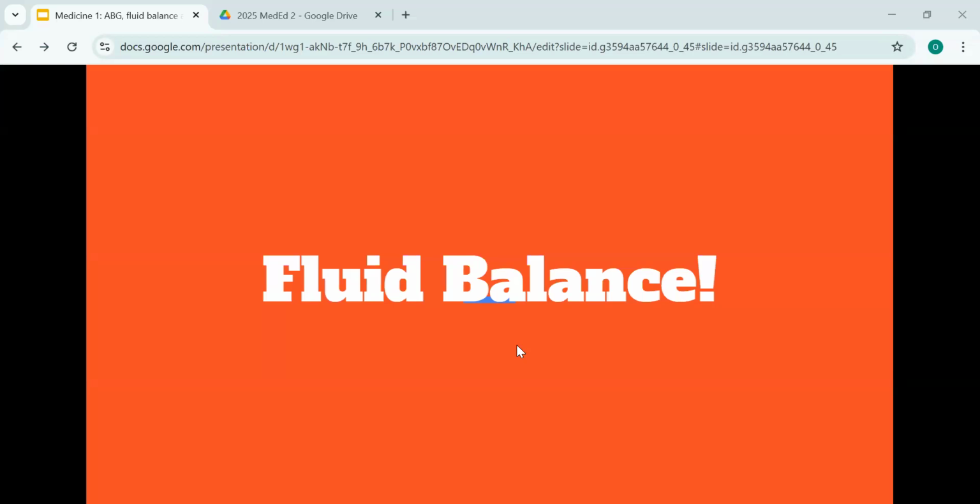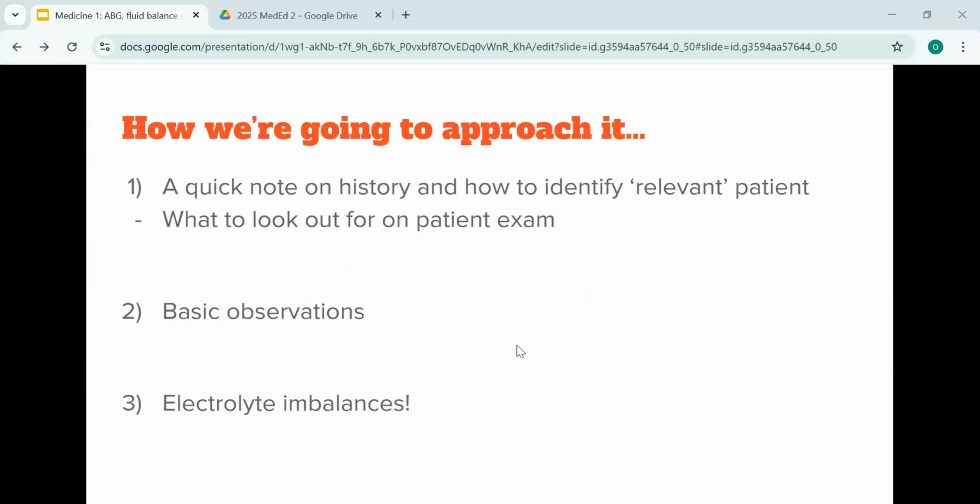Okay, fluid balance. So how we're going to go about fluid balance today is we're going to have a quick note on history and how to identify a relevant patient who's likely to have a fluid imbalance. We'll discuss basic observations and how to conduct an exam, and then we'll look at some electrolyte imbalances. So the first half will primarily be focusing on an OSCE situation, whereas the third part, where we'll look at electrolytes, is much more AKT based.